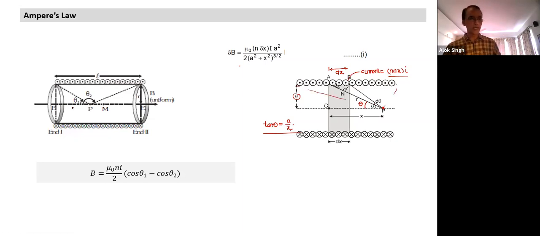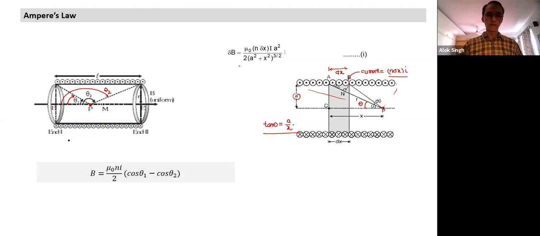So suppose for a solenoid I'm finding the field at point P here. How do we define the position of point P? With respect to the axis, one end is making angle theta 1, and the second end here is subtending angle theta 2. So what is the value of field? B is equal to mu naught Ni by 2 into cos theta 1 minus cos theta 2.